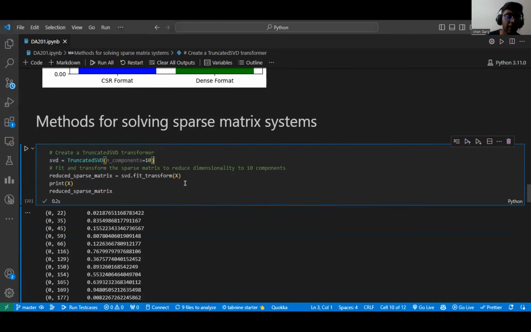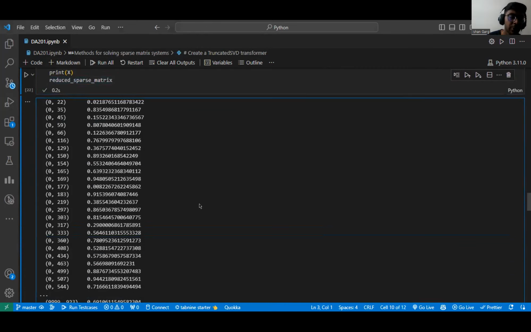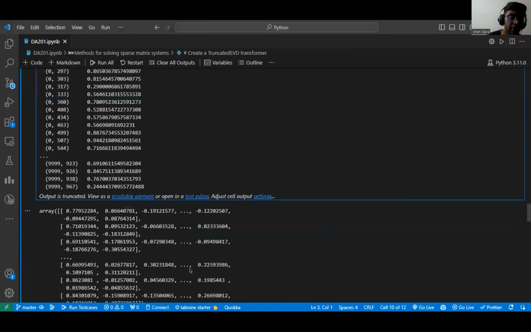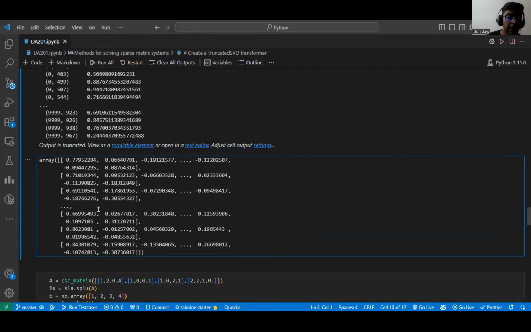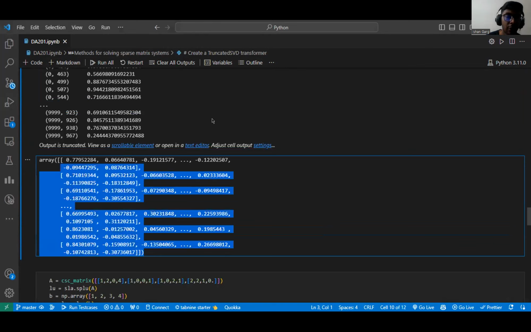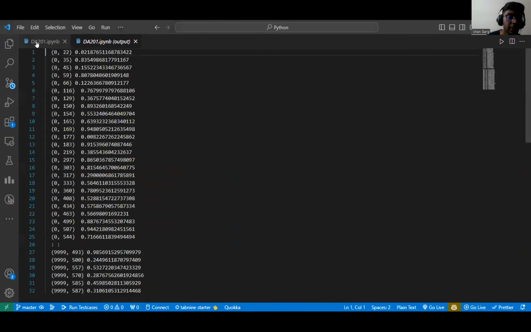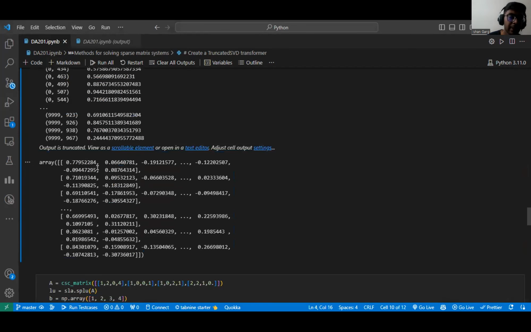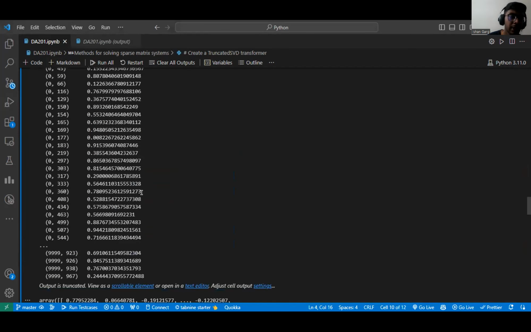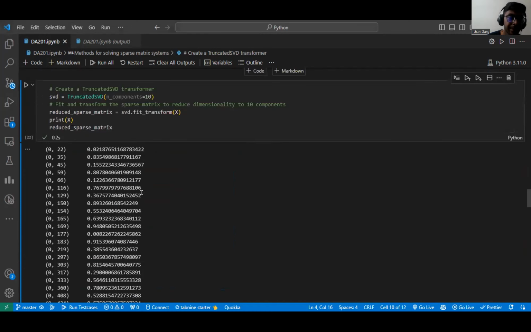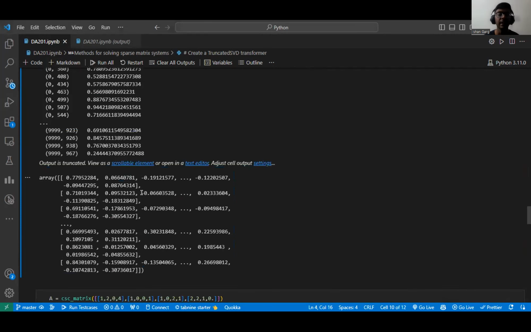We reduce it by fit transforming our matrix with the truncated SVD transformer, that is SVD, and we are printing X as well as the reduced sparse matrix. This will be our X and this is our reduced sparse matrix. You can clearly see it is much smaller than this. We can already see how much the difference in size is. So we have actually reduced the dimensions and now we can use it for solving our systems.